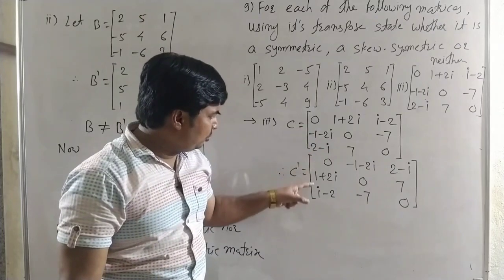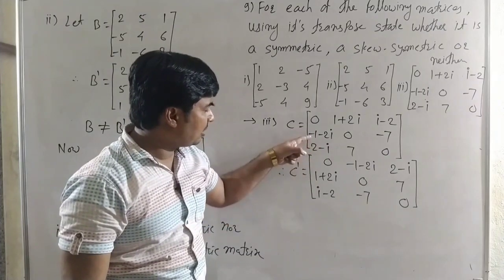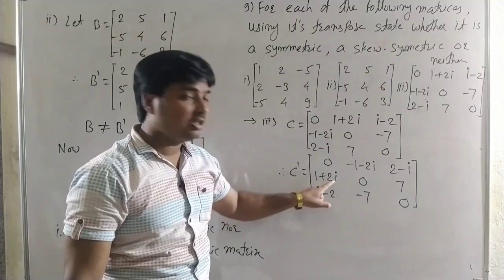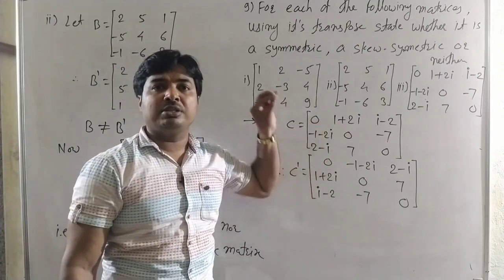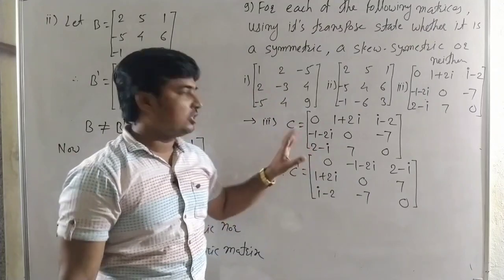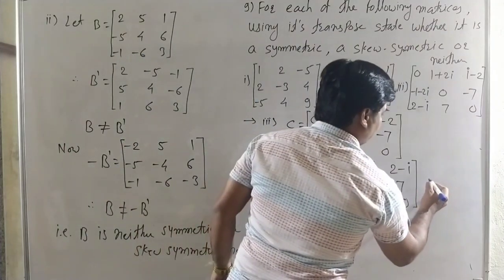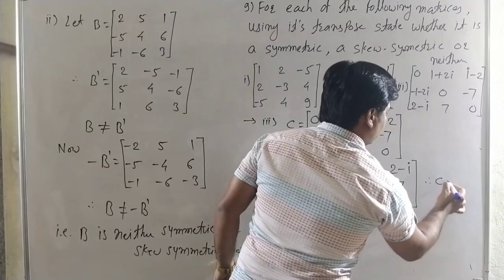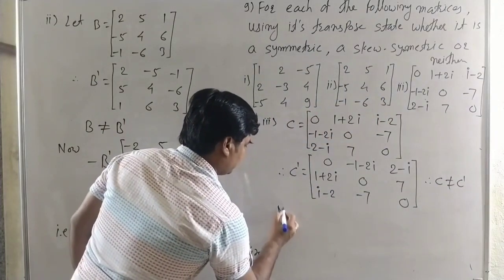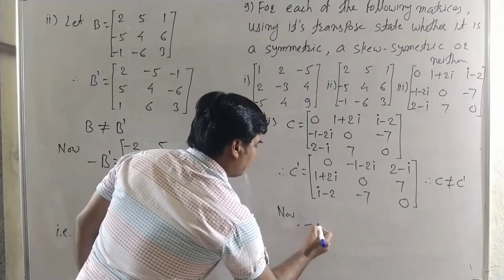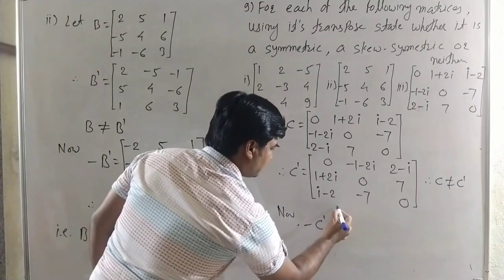Now, these two entries: 0 is equal to 0, but here it is minus 1 minus 2i, and there it is minus 1 minus i. So these two matrices are not equal. That means it is not a symmetric matrix. Therefore, we can write C is not equal to C dash. Now we find minus of C dash.